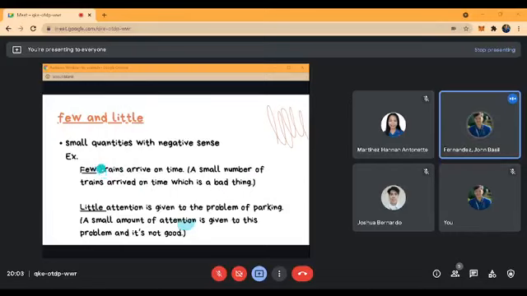Just like an example here. Few trains arrive on time. A small number of trains arrive on time, which is a bad thing, right? And the second one, little attention is given to the problem of parking. A small amount of attention is given to this problem and it is not good. Now, guys, do you have questions with that?